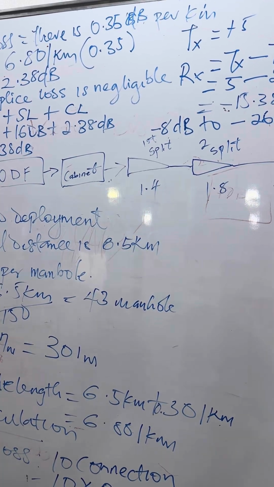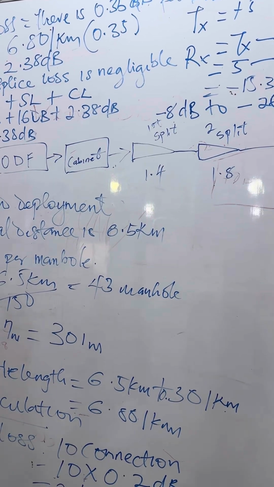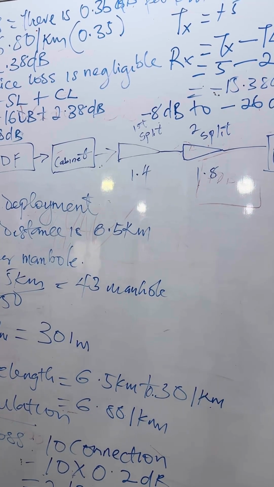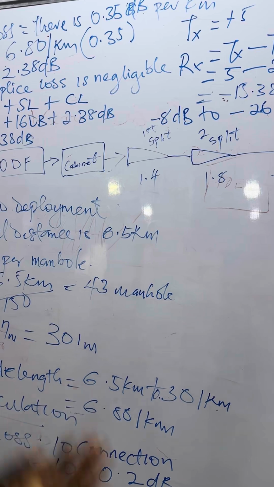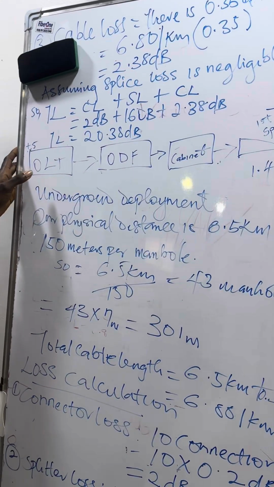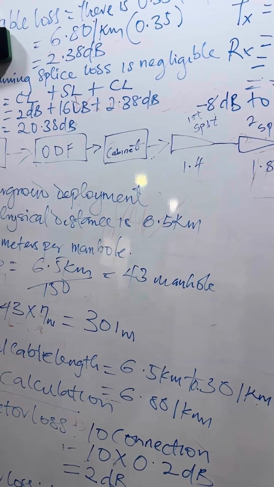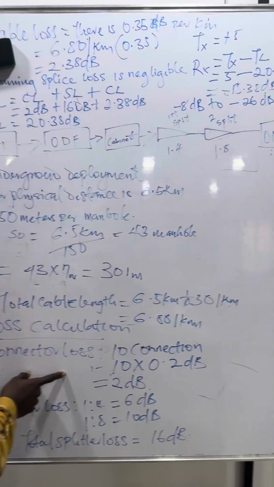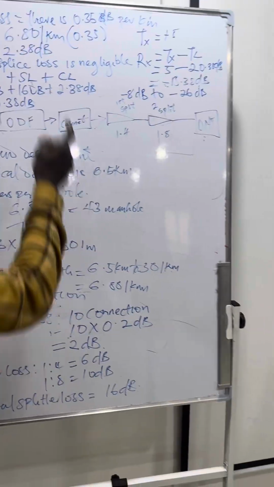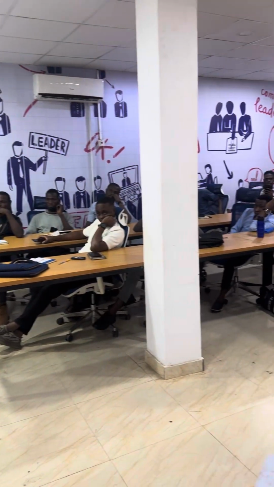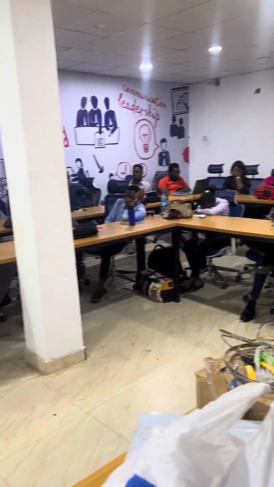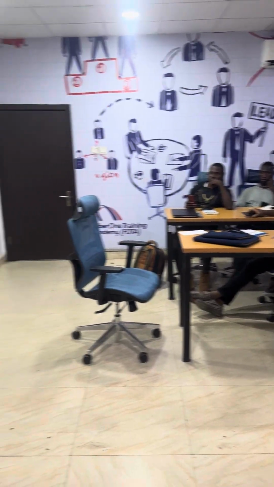So assuming splice loss is negligible, not significant enough to be considered, we just calculate the total losses that we have. So we'll do the connector loss plus the splitter loss plus the cable loss, which we have here: 2 dB plus 16 dB plus 2.38 dB will give us the total loss, which is 20.38 dB.